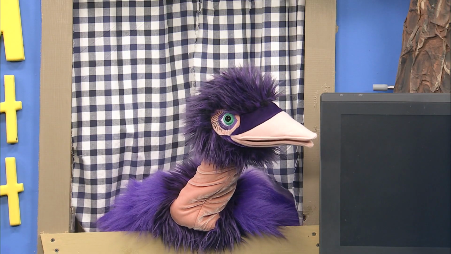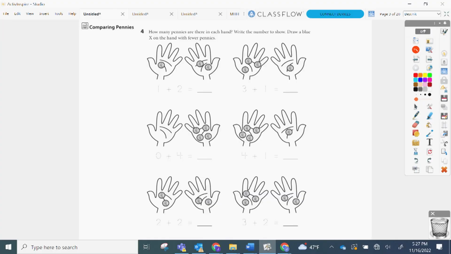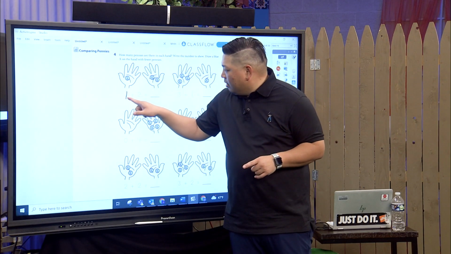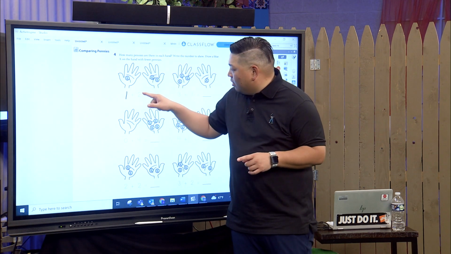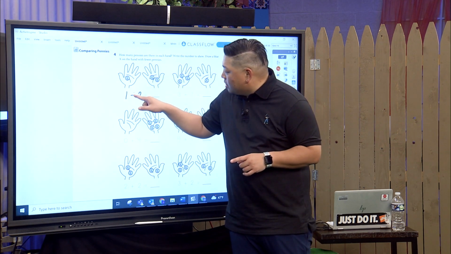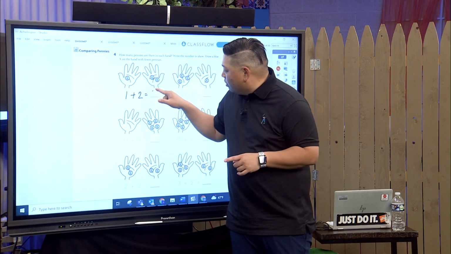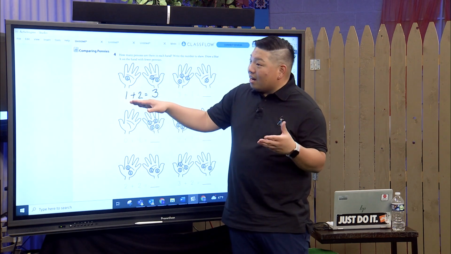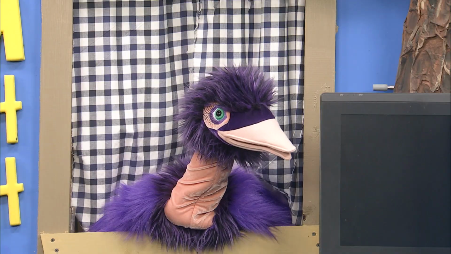Okay, let's do it. So I'll do the speed round. Let's take turns, Ollie. Do you want to start or do you want me to start? Oh, you go first. All right. So I see I have 1 penny here. And I have 2 pennies here. So I have 1 plus 2 equals 3. So look, Ollie, I took my time, I counted it, and then I said my equation, and then I was able to make sense of it.